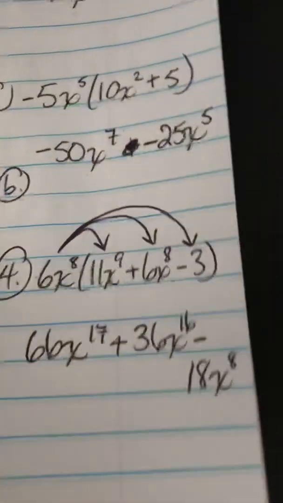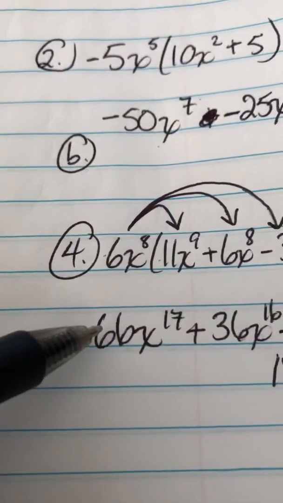Negative 4a to the second, x to the 5th, and then we have negative 2a to the 8th, x to the 6th. Wait, I'm sorry, I didn't tell you what the answer was, what letter answer. That was for number 4.